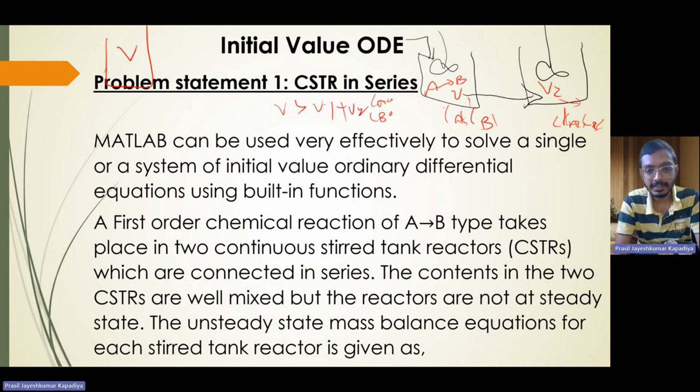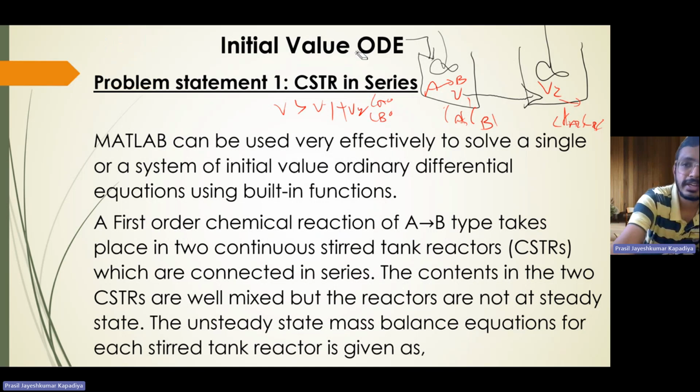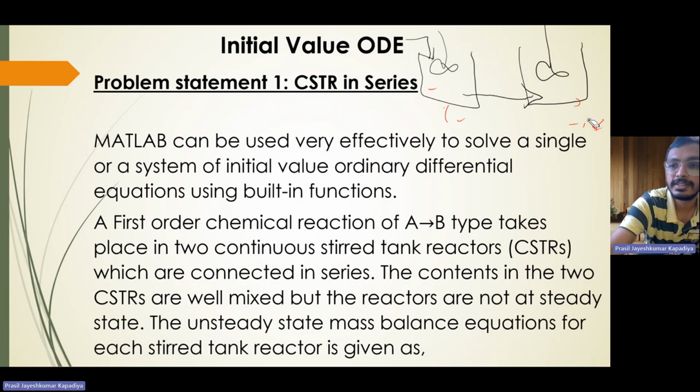But what is happening here? It is currently at unsteady state. So first, A will be converted into product, and after some time it will reach steady state. Currently, our reactor is not at steady state. So how can we write our mass balance equation for the unsteady state?